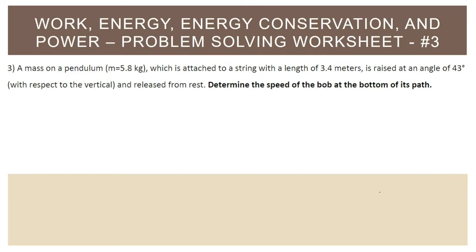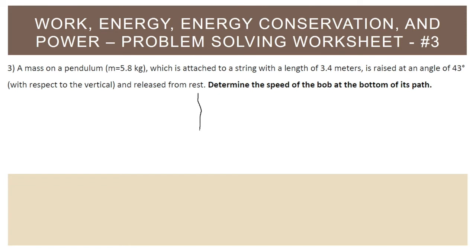Number 3 here says a mass on a pendulum, which is attached to a string with a length of 3.4 meters, is raised at an angle of 43 degrees with respect to the vertical and released from rest. The question says to determine the speed of the bob, which is just the name of the mass on a pendulum, at the bottom of its path.